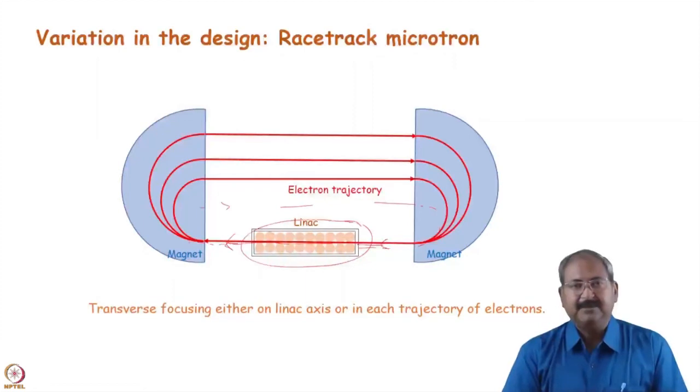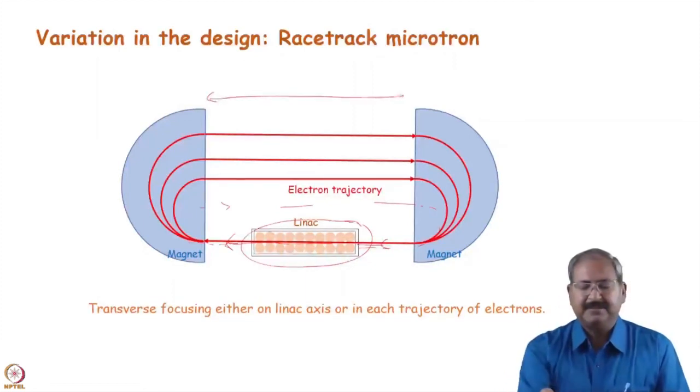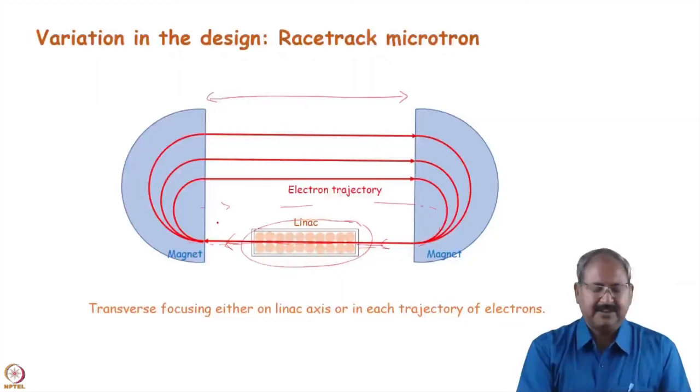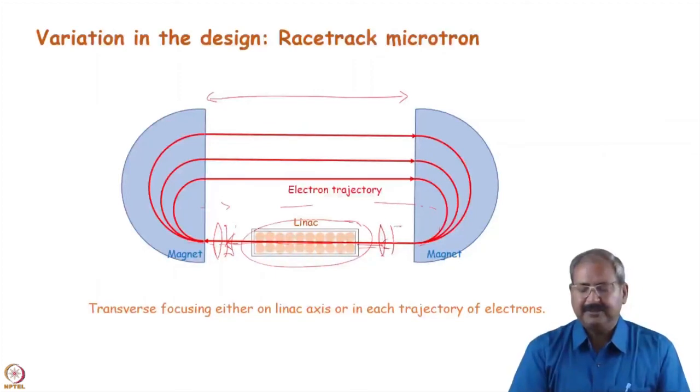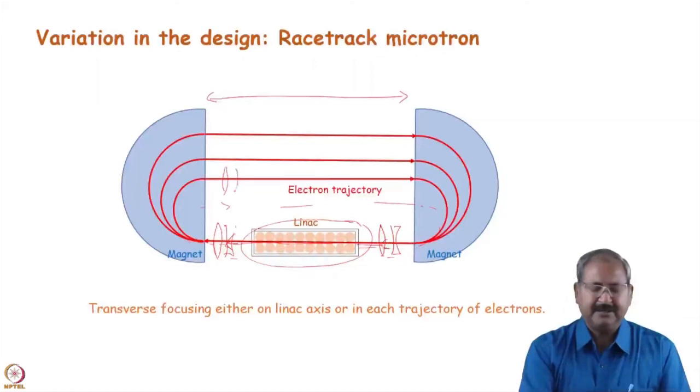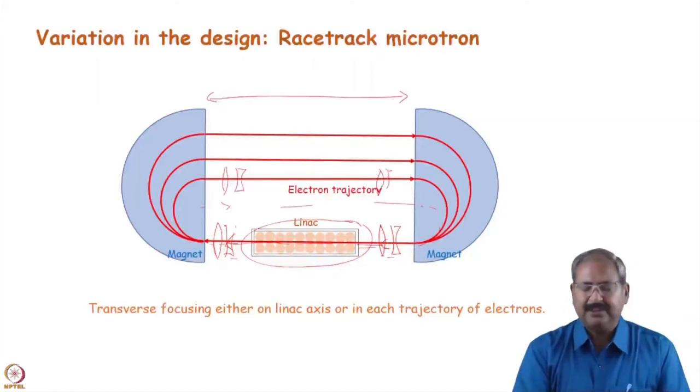Now transverse focusing. Because this is a long drift space, the beam can be defocused in this drift space, so there should be some mechanism of transverse focusing in this racetrack microtron. For transverse focusing, you can put focusing lenses for the charged particle optics. You might have studied in the course on linear accelerators that quadrupoles can be put for charged particle focusing. Here we can put them, so these magnets can take care of the focusing for charged particles, or you can keep quadrupoles here on each trajectory, like this.